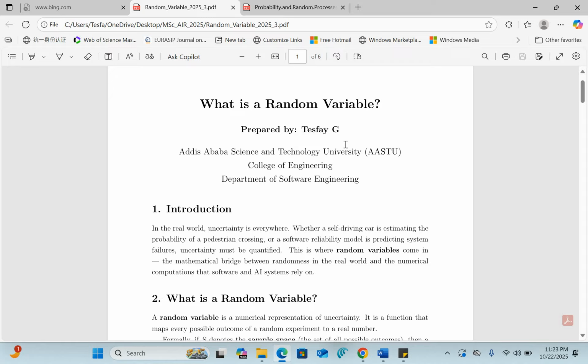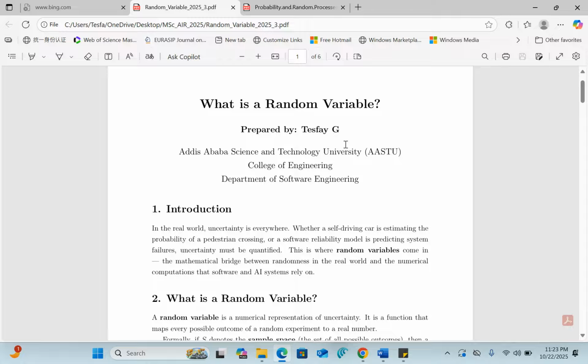In the real world, uncertainty is inevitable. Whether a self-driving car is estimating the probability of a pedestrian crossing or a software reliability model is predicting system failures, uncertainty must be quantified, because something that is not measured cannot have its impact studied. This is where random variables come in. It serves as a mathematical bridge between randomness in the real world and the numerical computations that software and AI systems rely on.